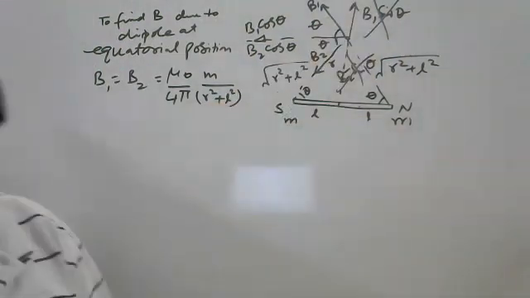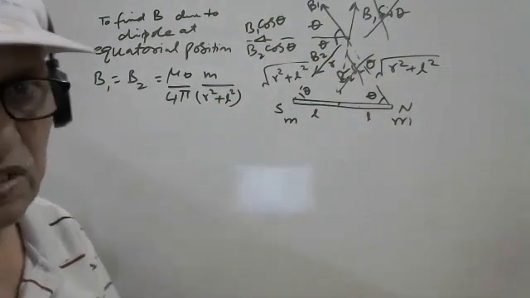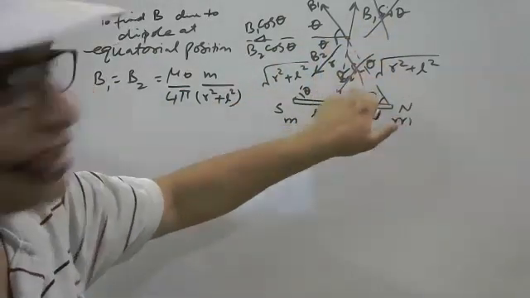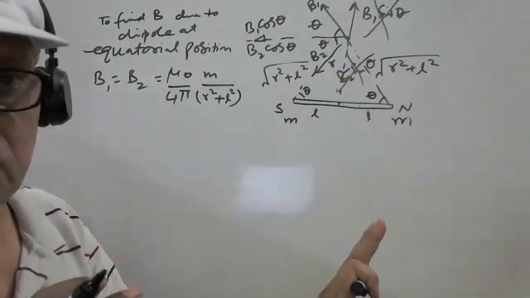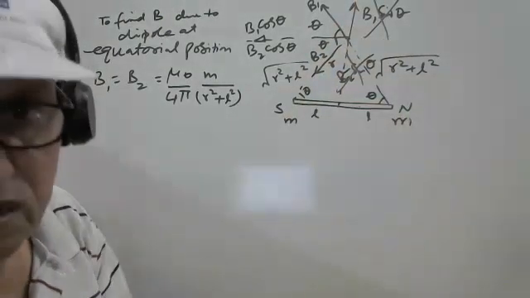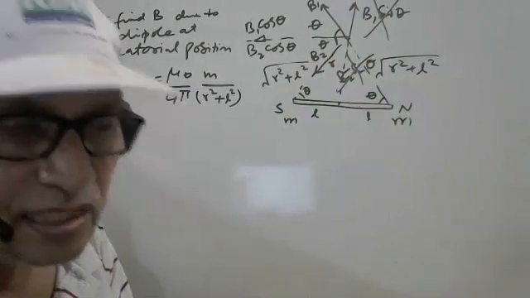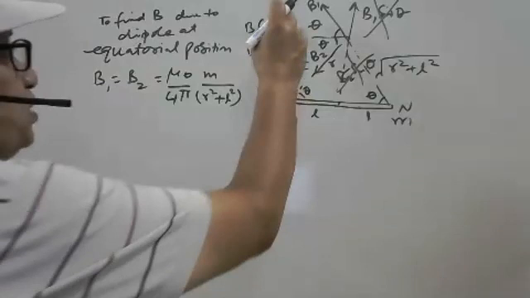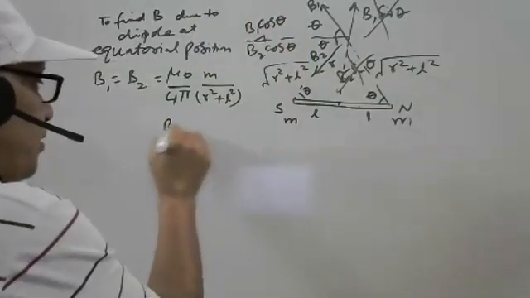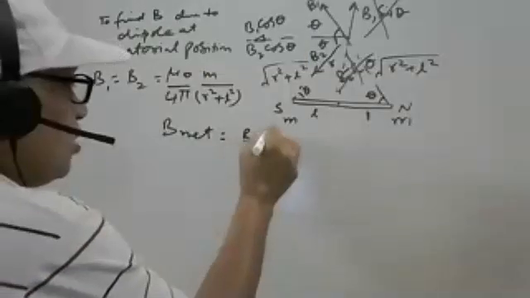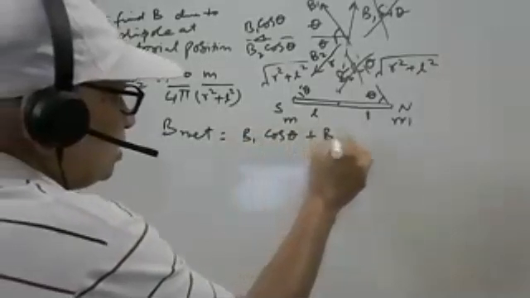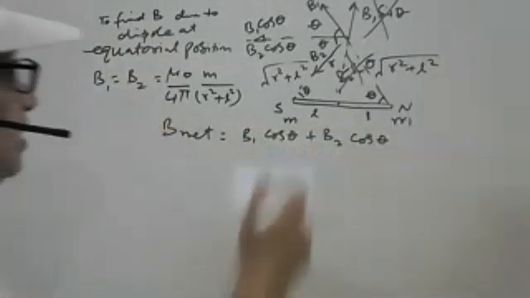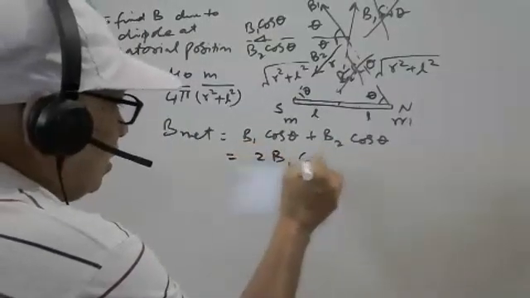These vertical components, because they are equal and opposite, B1 and B2 equal, with sin theta, so B1 sin theta and B2 sin theta cancel out. They cancel out in pairs. But these two add up, so the net magnetic field we are getting here is B1 cos theta plus B2 cos theta, and since B1 and B2 are both the same, you can write 2B1 cos theta.